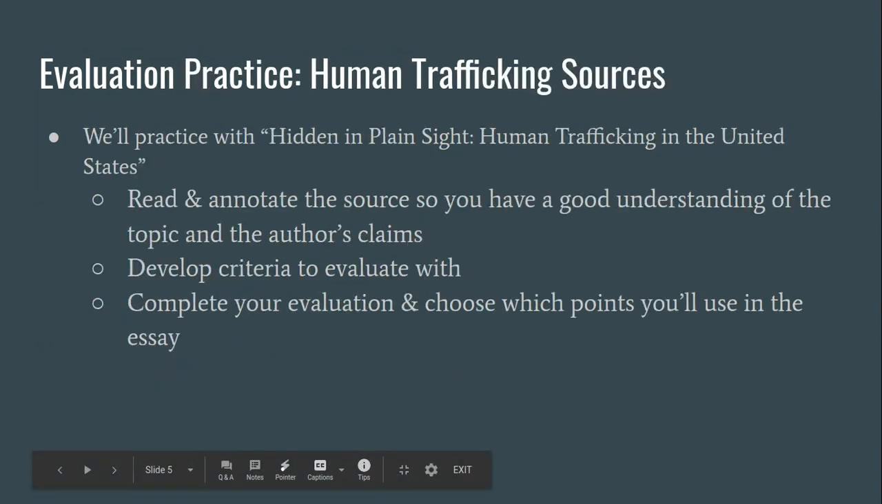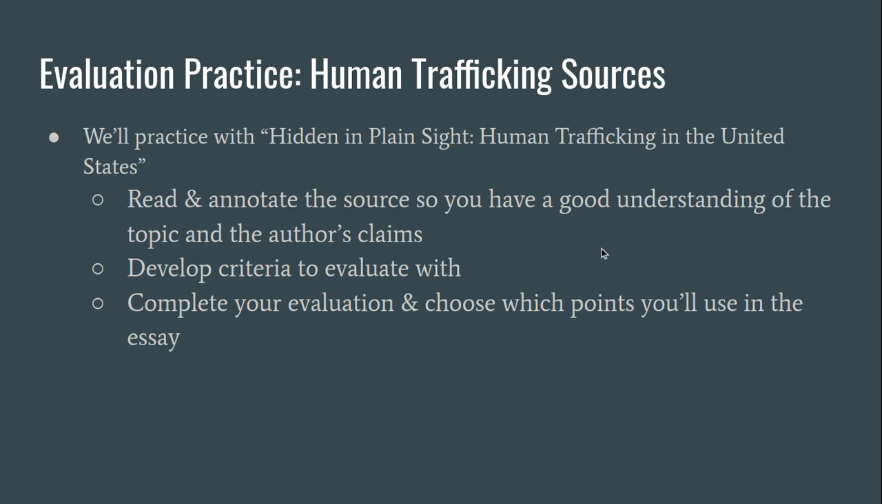So we're going to do just a little bit of practice today with human trafficking sources. And the source that I've chosen to look at is this one, Hidden in Plain Sight, Human Trafficking in the United States. So by the time you're watching this lecture, you may or may not have read that one yet, depending on when it is assigned in your class.